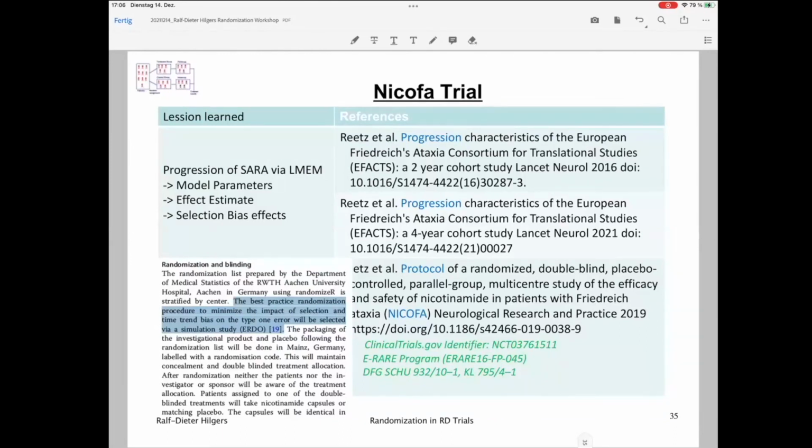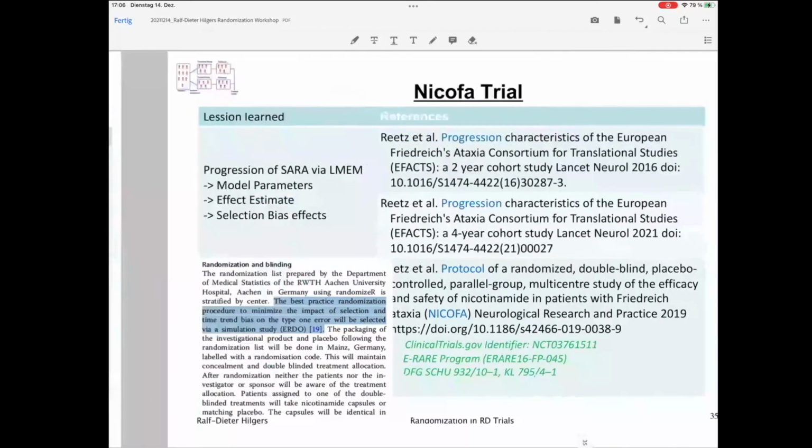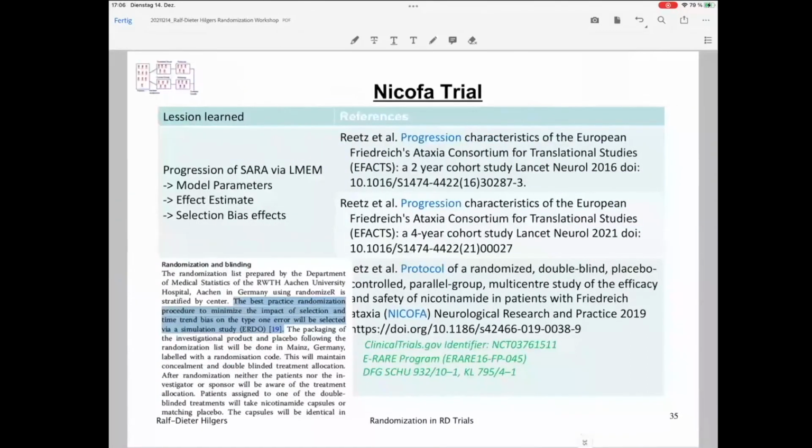we would like to implement the best practice randomization procedure to minimize the impact of selection and time trend bias on the type 1 error by using the ERDO. And we did that. No. You cannot expect that I will tell you now what is coming out of this process because the trial is running and that is confidential. I will not give you the information, which is the procedure we selected. We have to wait until the trial is finished because the ERDO statement and the report is confidential until the database is closed, right? To preserve integrity.